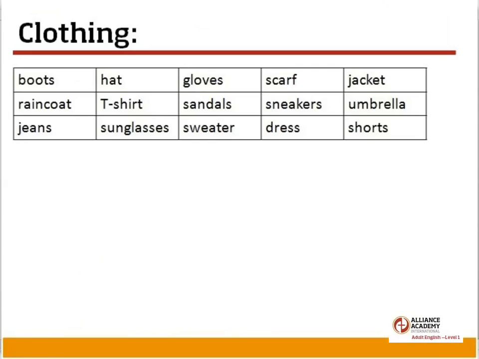The last thing that you're going to need for Module 6 is to know all the parts of the clothing that we wear. And so we're going to be talking about boots and hat and gloves and scarf. We'll look at jacket, raincoat, t-shirt, sandals and sneakers, umbrella, shorts, a dress, a sweater. When do we wear sunglasses? And when do we wear jeans? So that's an overview of the objectives for Module 6.